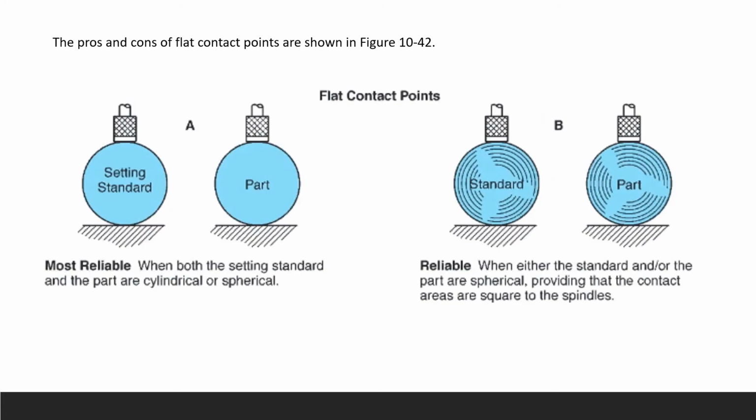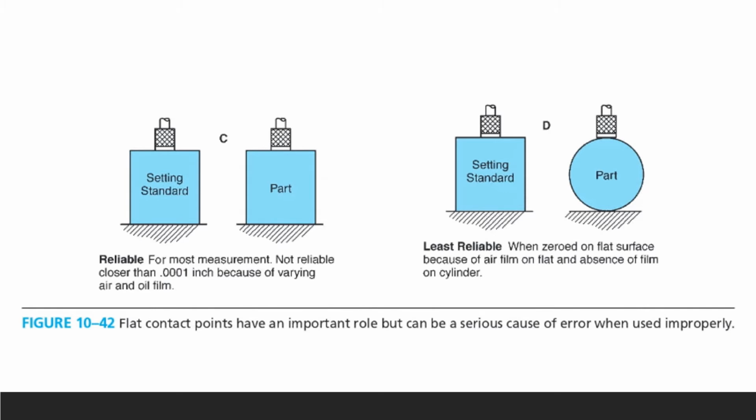Your pros and cons of flat contact points. So here, flat contact points, setting standard. That's your part, and here is your dial indicator contact point at the tip of that. And here again, standard, and then here is your part, flat contact points. Another setting standard, and here is your part. So for most measurement, it's not reliable closer than 0.0001 inch because of varying air and also your oil film. So least reliable on a flat surface because, again, air can be in there, and absence of film on a cylinder, because you're measuring a cylinder part and this standard is almost square.